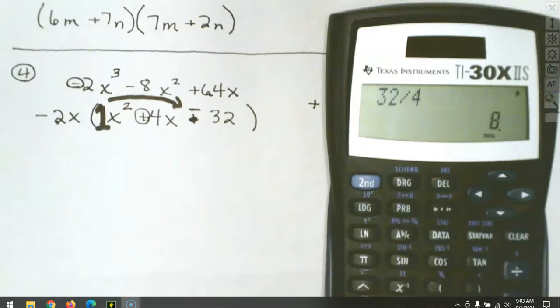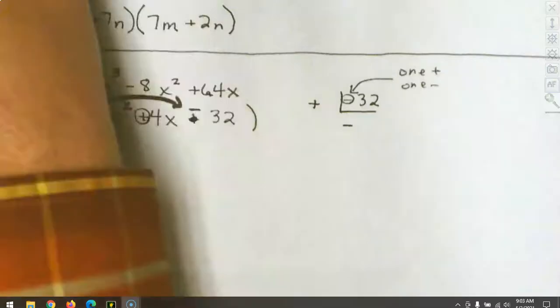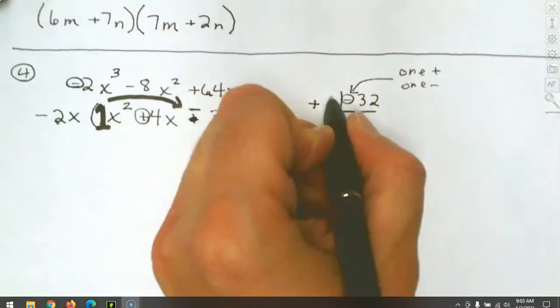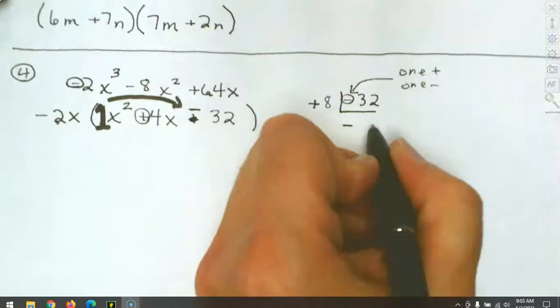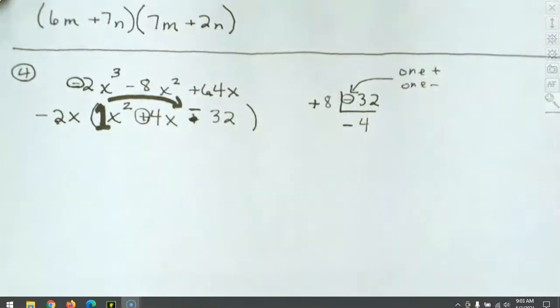Well, that's 4 and 8. And what do we know about 8 minus 4? Well, 8 minus 4 is a 4, isn't it? So that tells me then that my two numbers are going to be what? They're going to be positive 8 and negative 4.